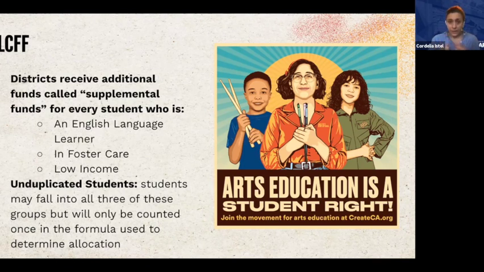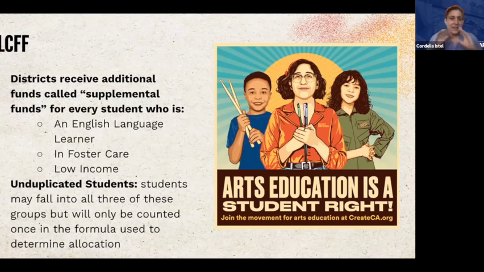The supplemental fund is funding that is based on the needs of students in the district, right? So it's additional funding for every student who falls into these three categories: who is an English language learner, who is in foster care, and who is low income. That population of students is, I think somewhat confusingly, referred to as unduplicated students. I didn't realize for a long time what that term meant.